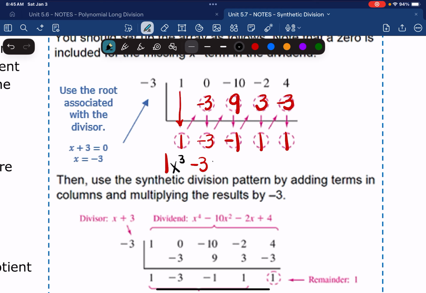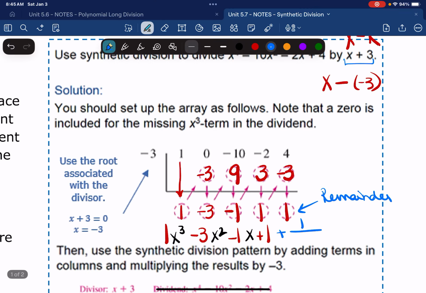Well, this is our remainder. This is our remainder. And just like in long division, when we took our remainder and we put it over our divisor, we're going to do that again here. So it's plus 1 over our original divisor, which was x plus 3.